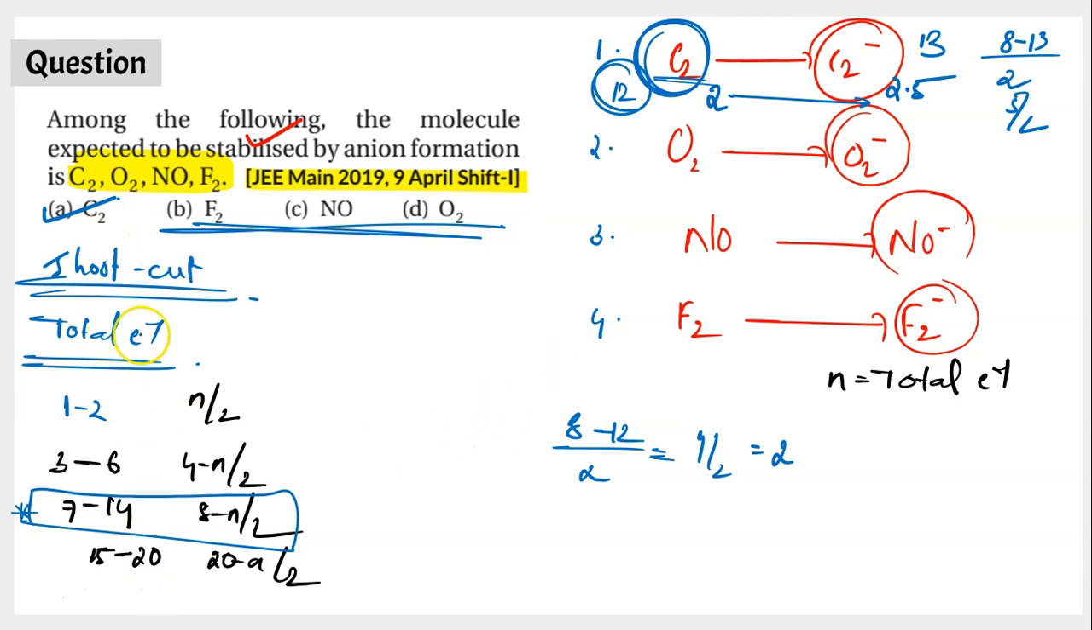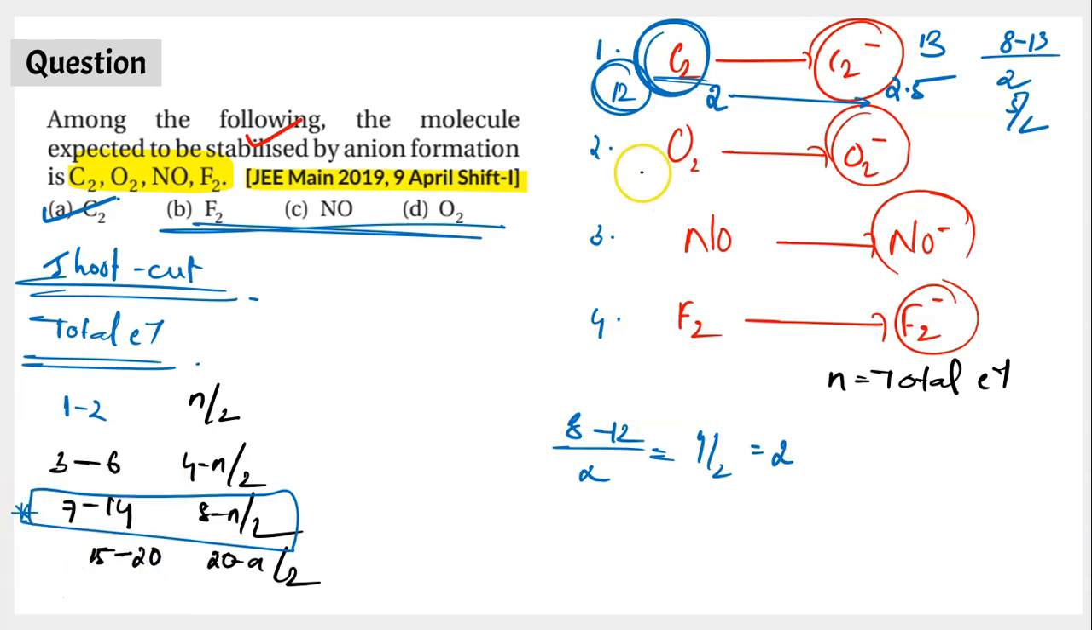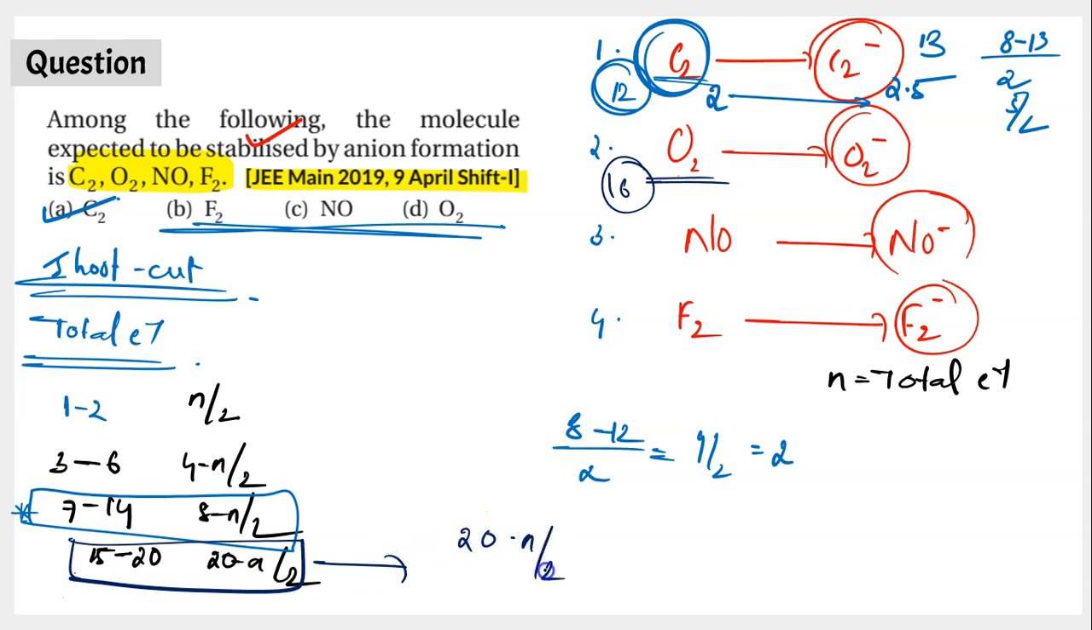I hope you're clear about the shortcut formulae. Just for you to be more confident, I'll take one more example. Oxygen has 16 electrons, and which formula should we be using? The total number of electrons is 16, which falls in this range, so the formula should be 20 minus n by 2. And over here, n is equal to 16.